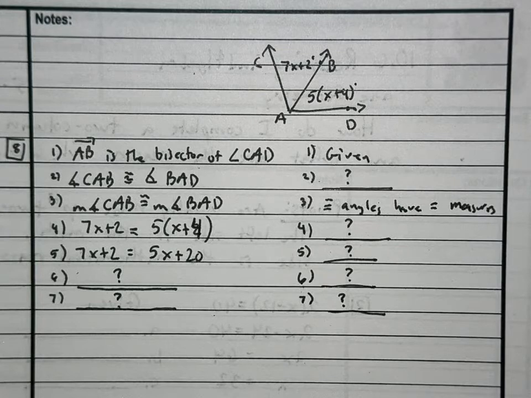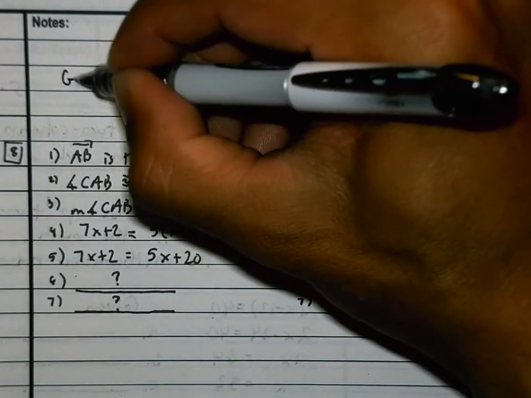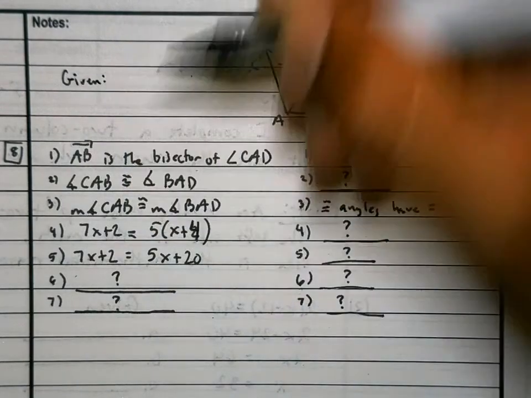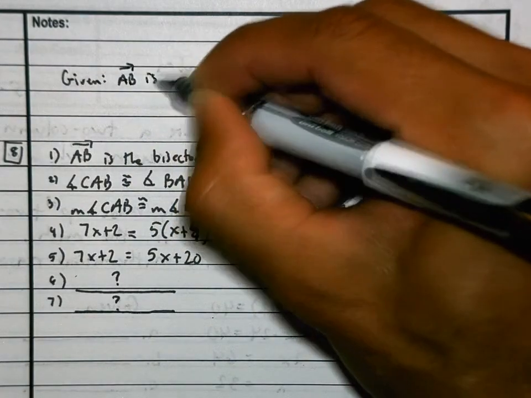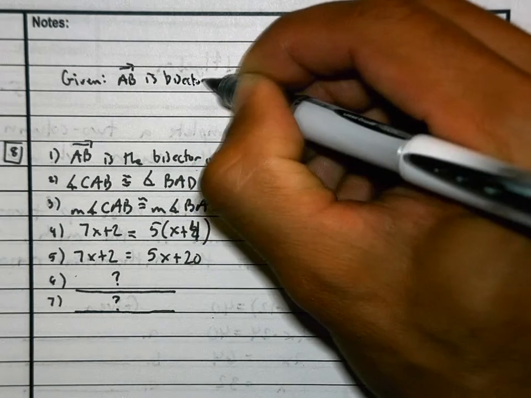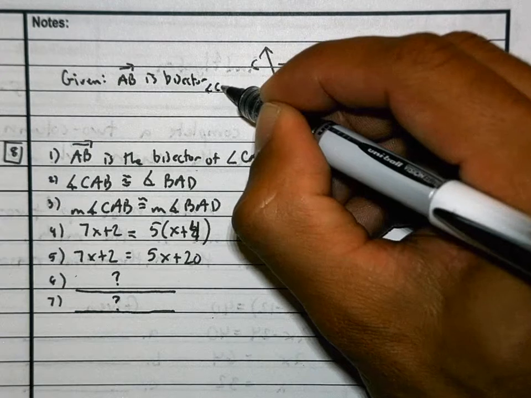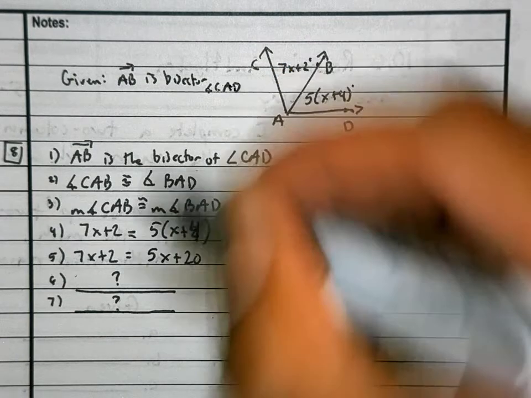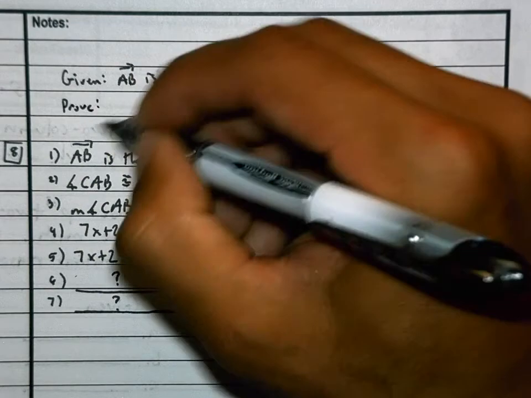One other thing that I forgot to write down is right at the top, since I have room. It has given: AB is the bisector of angle CAD. Prove x equals 9.